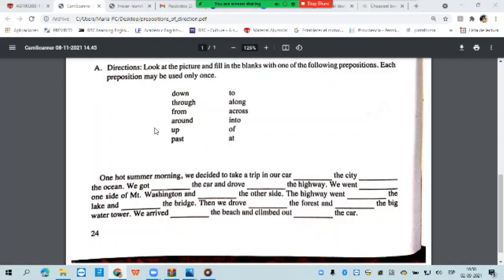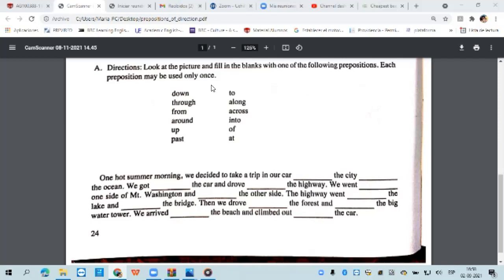Let's see the first sentence. I mean, the first blank. Who can do the first sentence? Pablo? Okay. One hot summer morning, we decided to take a trip in our car down the city to the ocean.